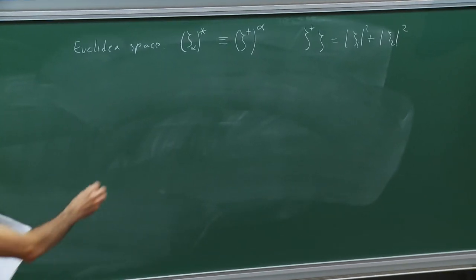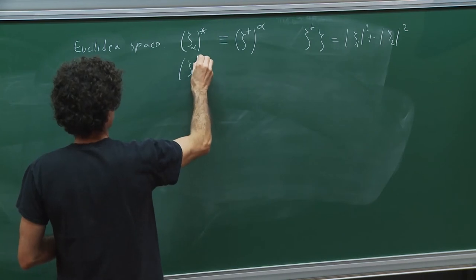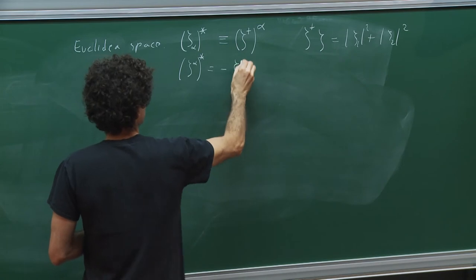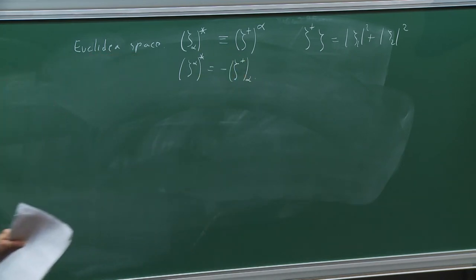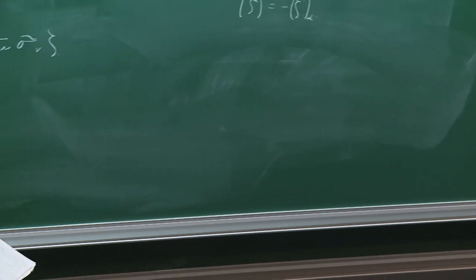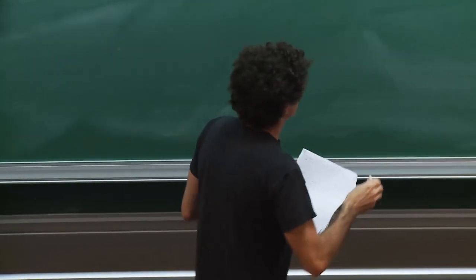So one thing you have to be a little bit careful about is that if you take the complex conjugate of zeta with upper indices, this is going to give minus zeta dagger with lower indices. Okay, so you can check this. So this is one comment.